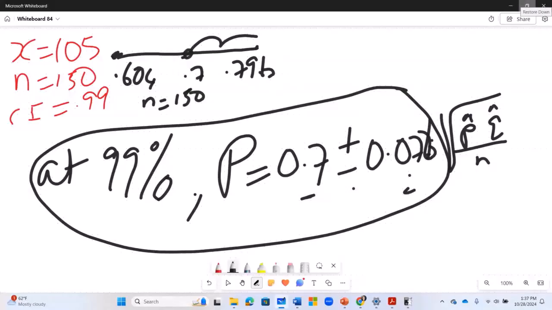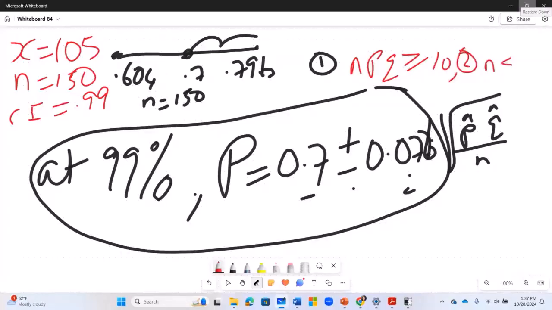The conditions which they will ask you all the time: condition number 1, the variance of the sample, npq, must be greater than or equal to 10. And condition number 2, the sample size must be less than or equal to 5% of the population.